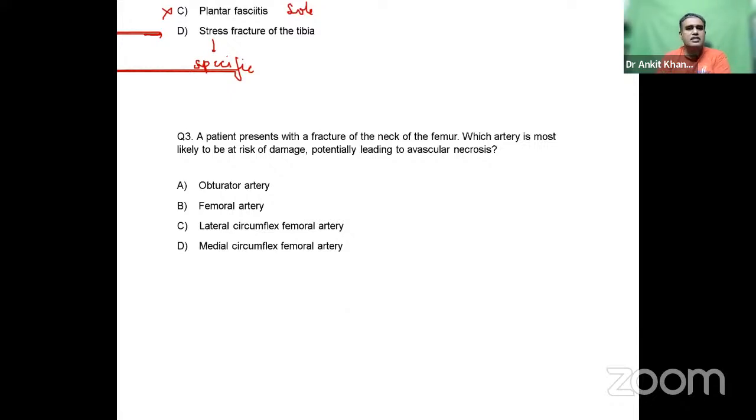A patient presents with a fracture of the neck of femur. Which artery is most likely to be at risk of damage, potentially leading to avascular necrosis? Again, avascular necrosis. The fracture is at the neck of the femur, so which part will develop avascular necrosis? It is the head of the femur. So there have to be arteries going from the neck to the head. If those are injured, the head will develop avascular necrosis, and that leads to complete hip joint replacement, right?